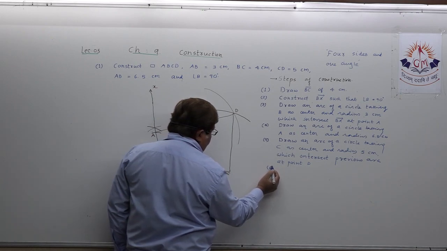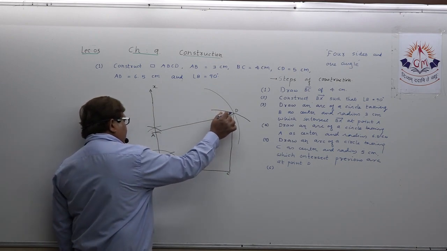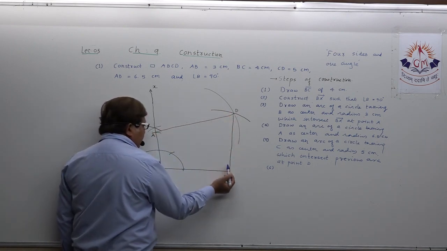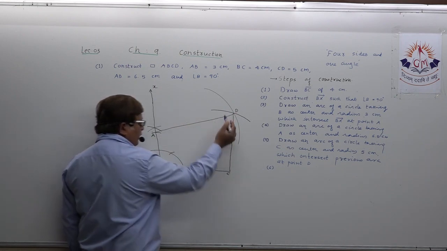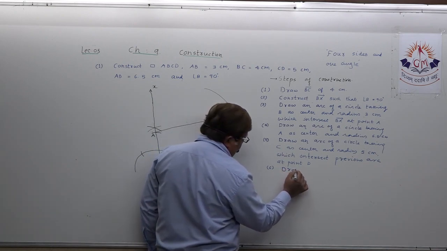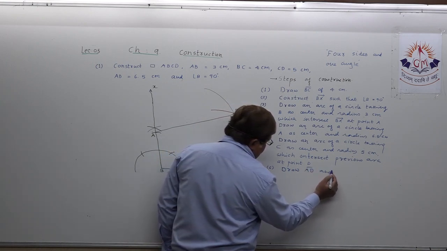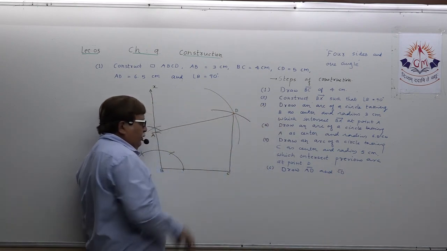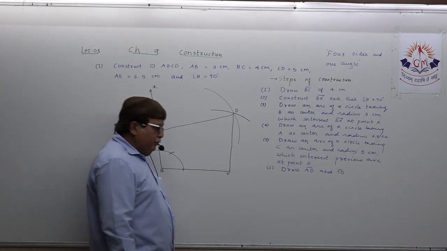Now comes the sixth step, which is that after you got point D, you draw line segment AD and line segment CD. So this is your next step: draw line segment AD and line segment CD. So dear student, this way the complete construction is over.